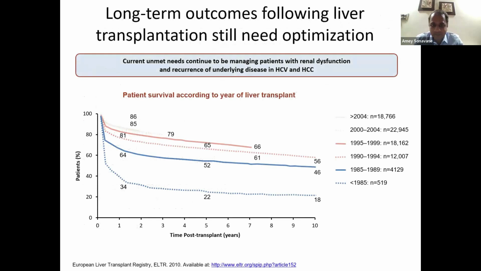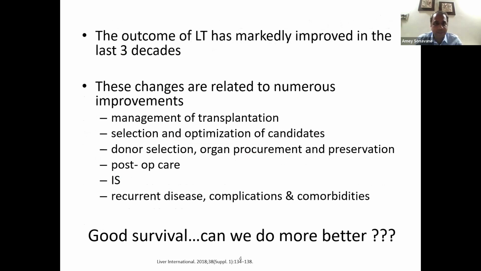So, can we do better? What was just 34% in 1985, the 1 year survival has gone way up to 86 to 90% over the last few decades. But still, we can do a better job. Can we go up to 90? Can we go up to 95% in terms of 1 year post-transplant survival? And that is the key in managing patients immediately post-transplant as well as in the long term.